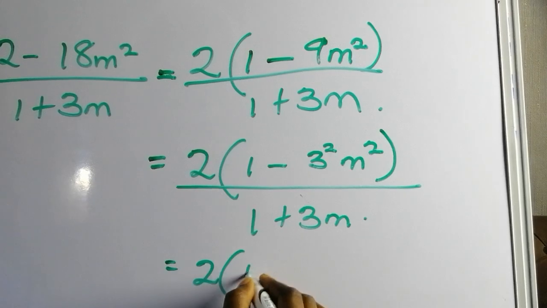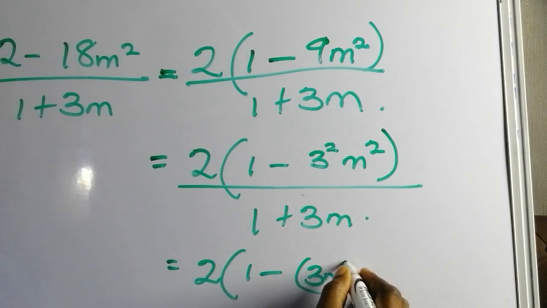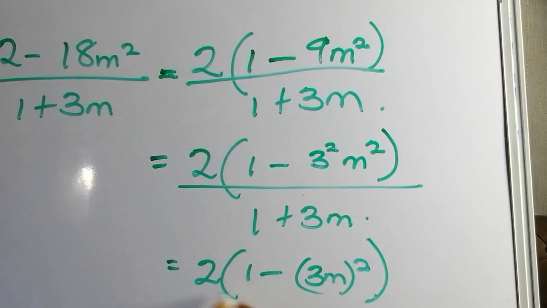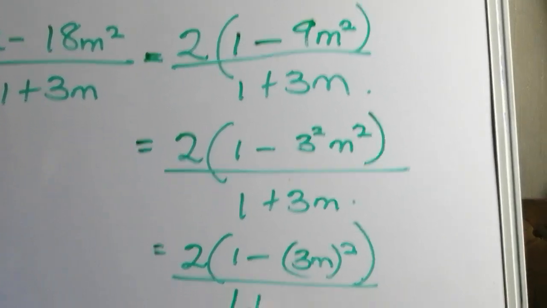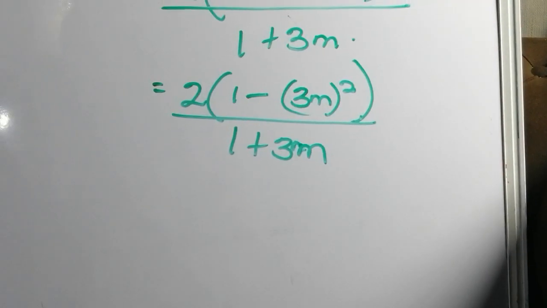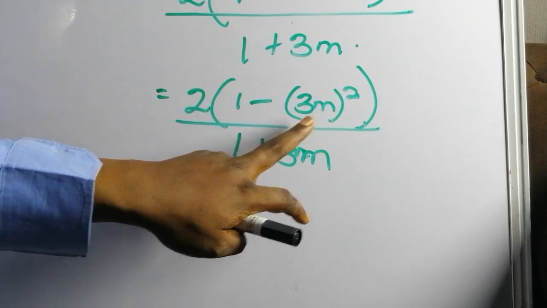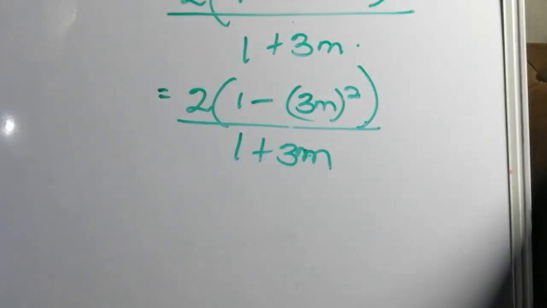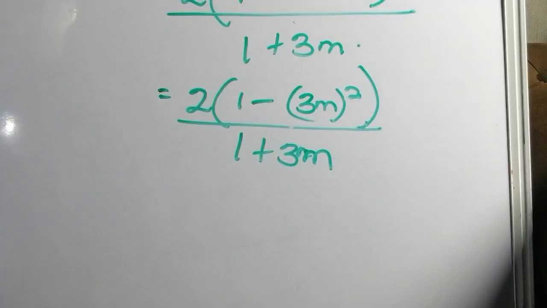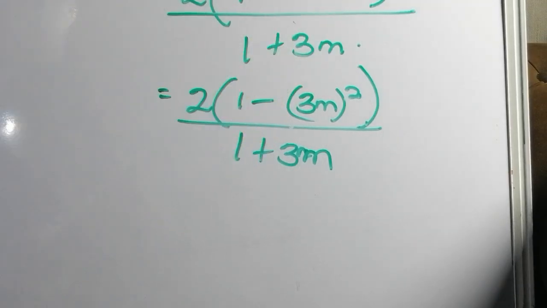I'm trying to simplify it: 1 minus 3m all square, over 1 plus 3m. This is the same thing. If I split it, it's still the same thing, law of indices. So I can bring it out, take the 2. Look at this now, this is m. Like I said, any alphabet can reflect in mathematics.